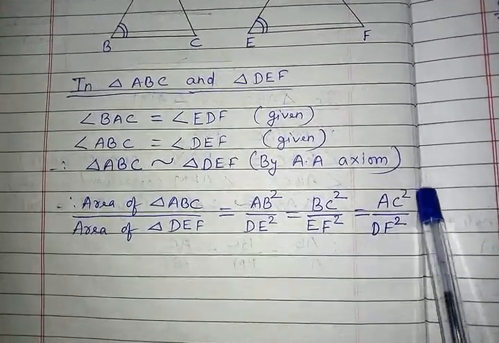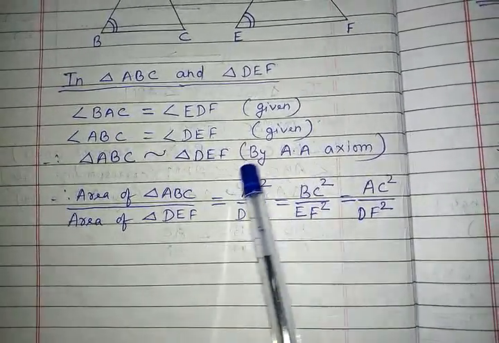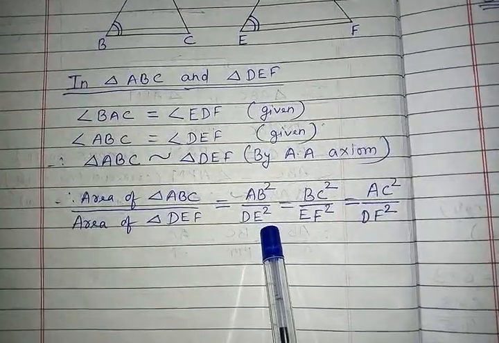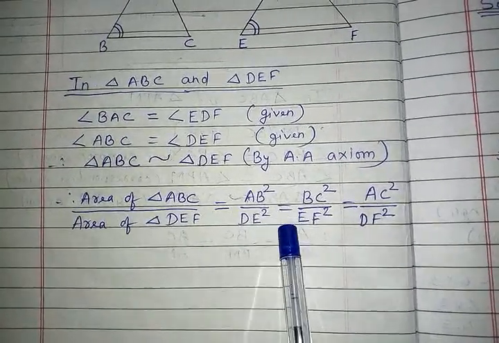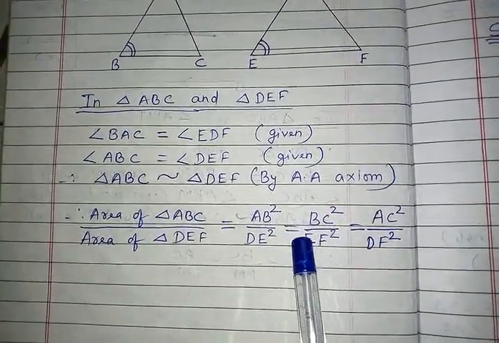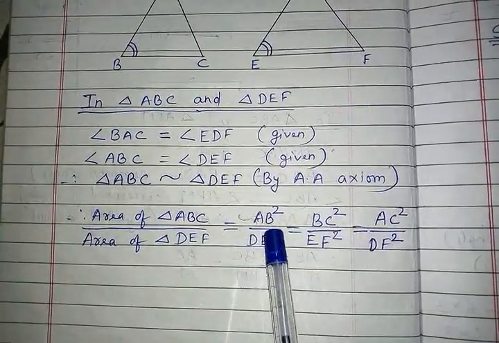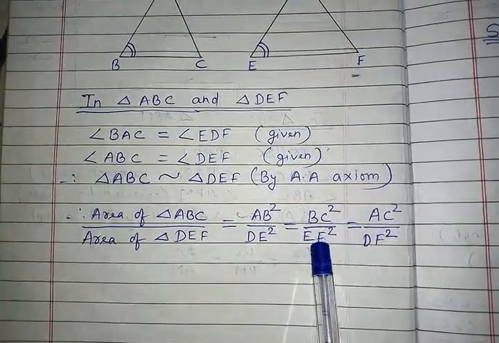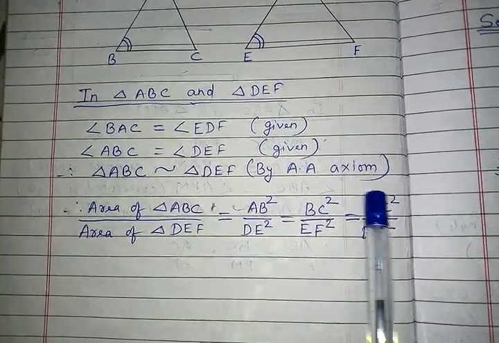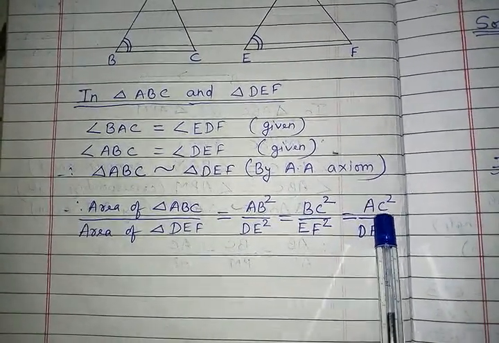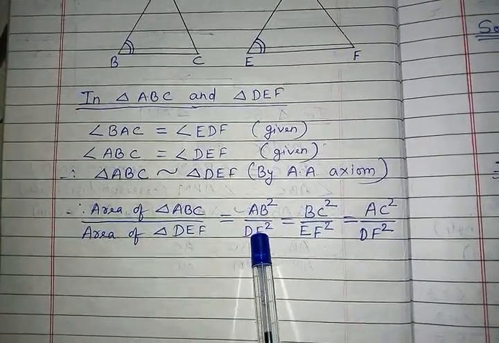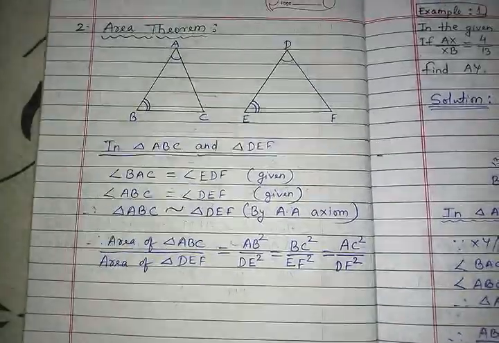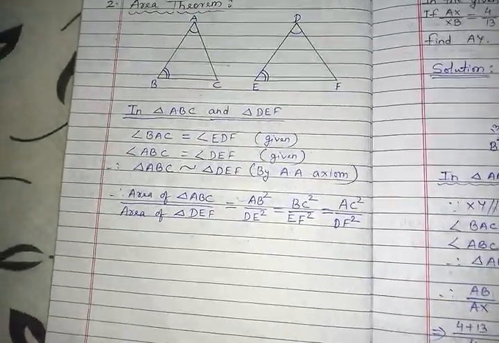Out of these three proportions of squares of sides, any one pair we can take as per the condition. Condition means if the value of this particular part is given, then no need to take these two. But if this part is given, then no need to take first and third. And if the third part is given, no need to take first and second. So based on this area theorem, children, today we will do a new question.